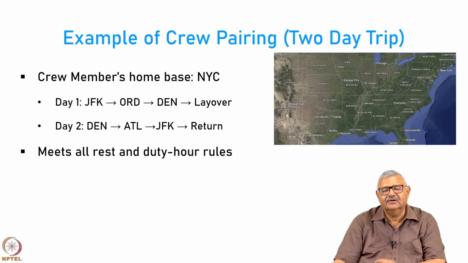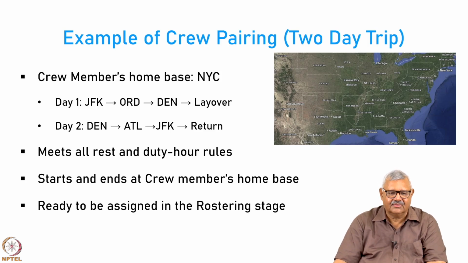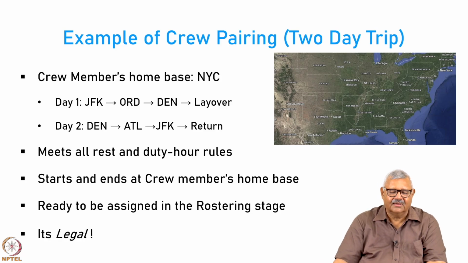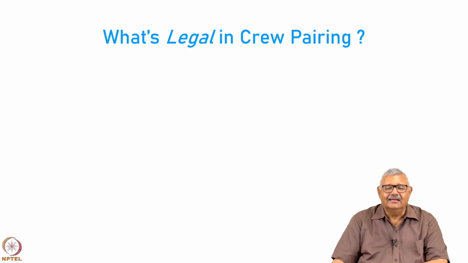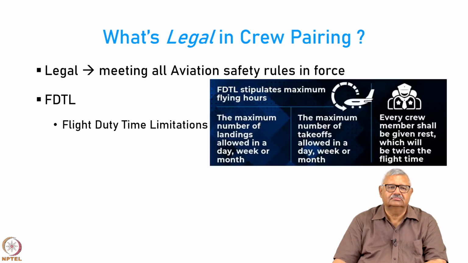Now, this kind of routing meets all the rest and duty hour rules. It starts and ends at the crew member's home base, which is New York in this case, and it is ready to be assigned to the rostering stage. This information is enough for rostering to start, and also it is legal. Now, what is meant by legal? Legal in crew pairing means that it meets all the aviation safety rules which are in force.